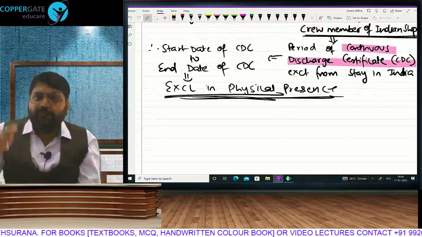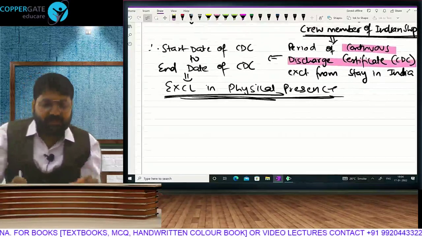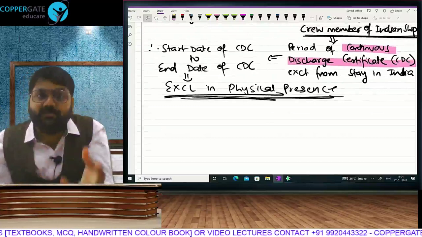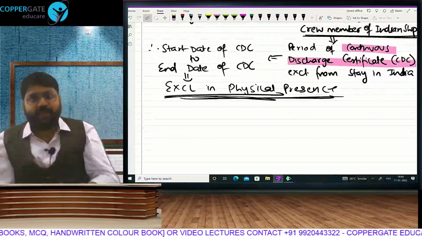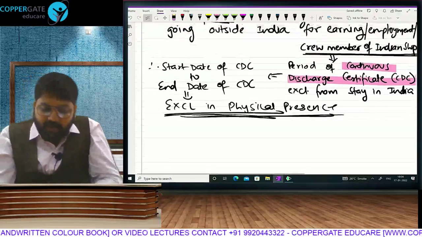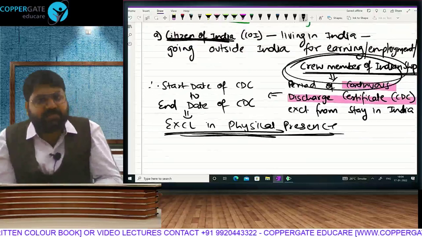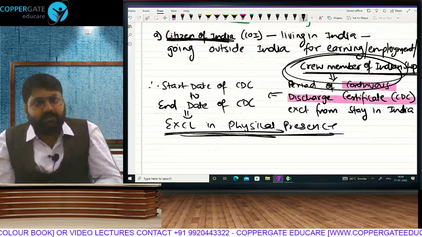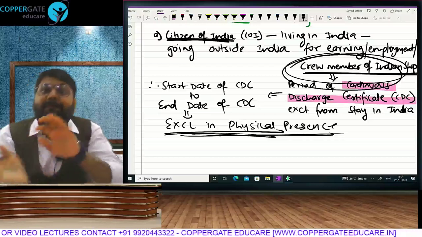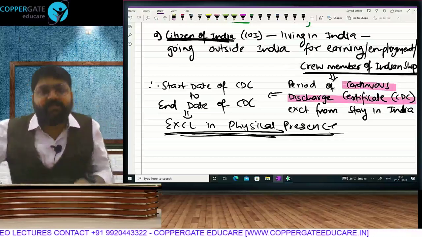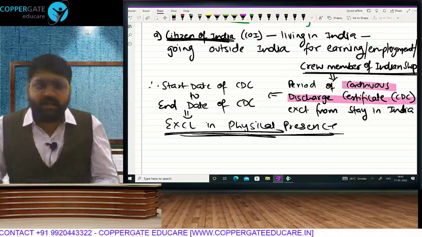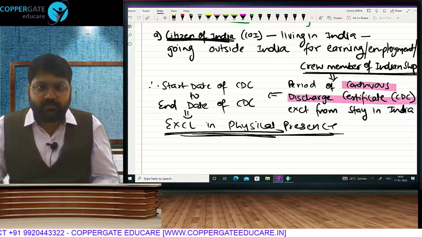And in that, for the purpose of crew members, the CDC period shall not be counted as stay in India. Means after removing the CDC period, you have to make it 182. Mind you, 60-365 is not applicable. So, these people will become resident only with which condition? The first one, that is 182, correct? But that will happen after removal of the CDC period, because the CDC period is not counted as stay in India. Is this clear?